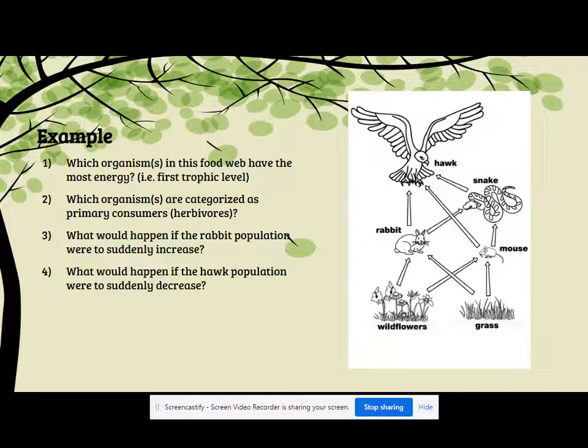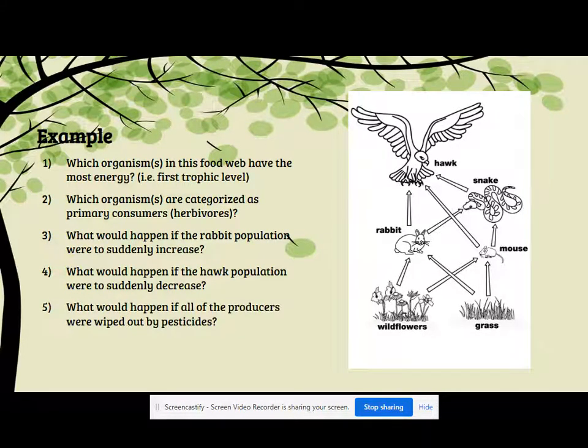What would happen if the hawk population were to decrease? The hawks eat the rabbit, the mouse, and the snakes. Now the snakes eat the rabbit and the mouse. So if there were no more hawks, probably the snake levels would go up, which is terrifying if you don't like snakes. And there would probably be more rabbits and mice because there are fewer predators.